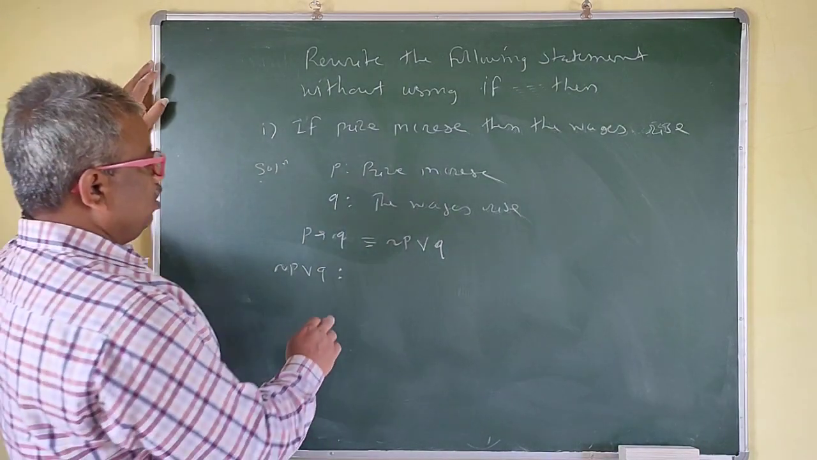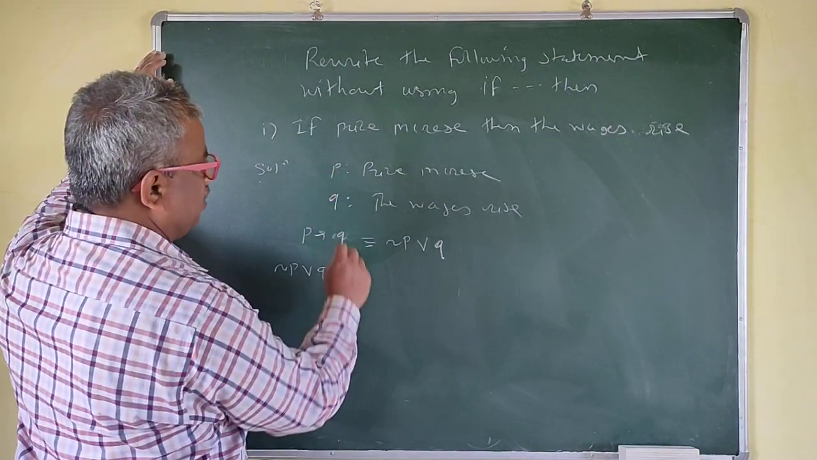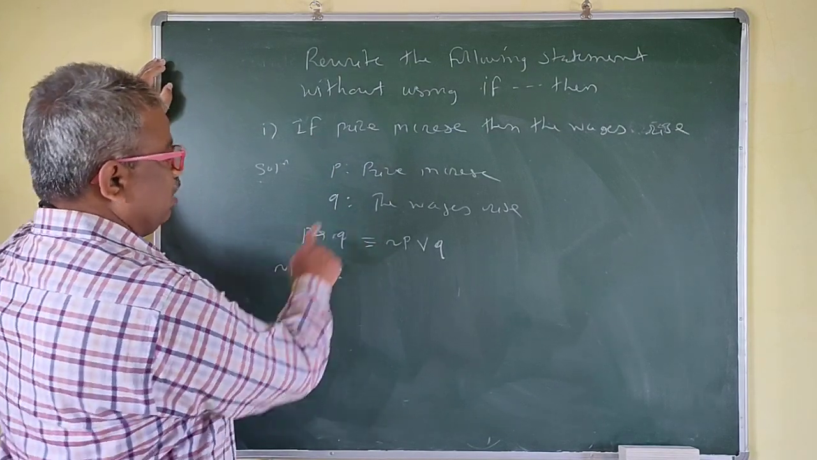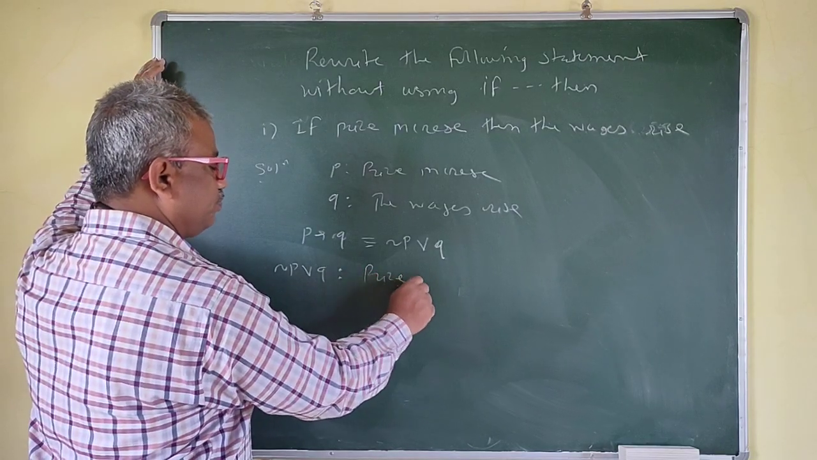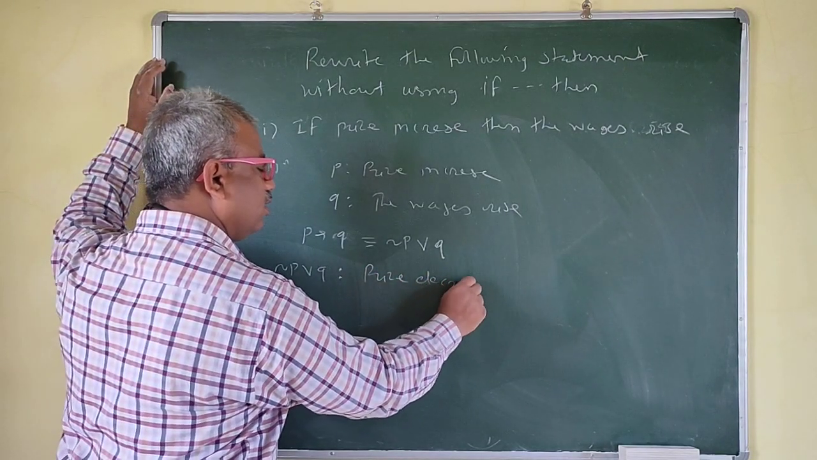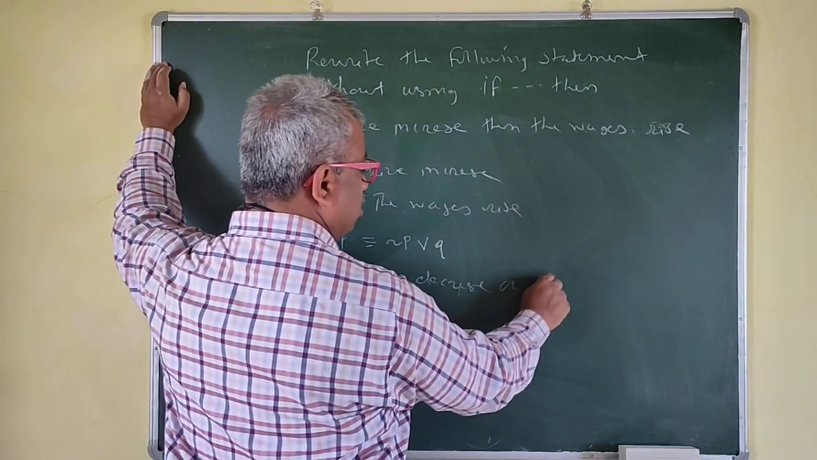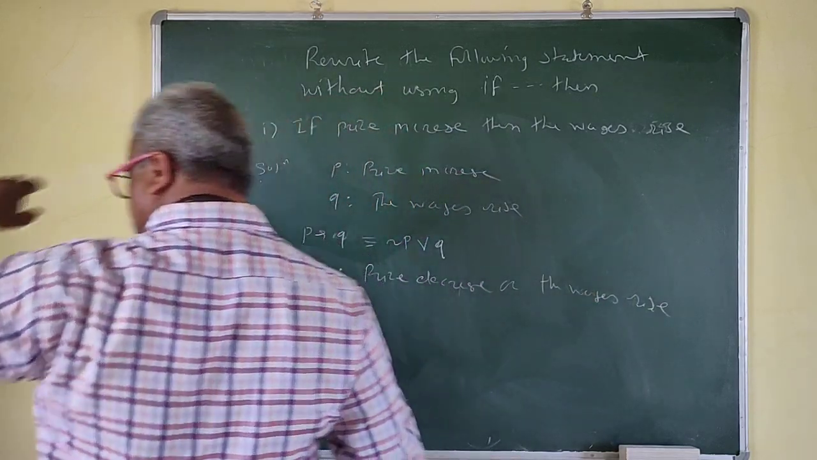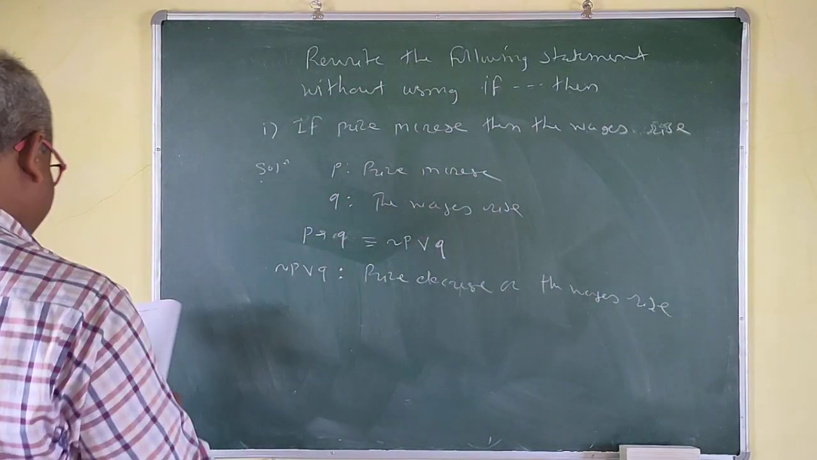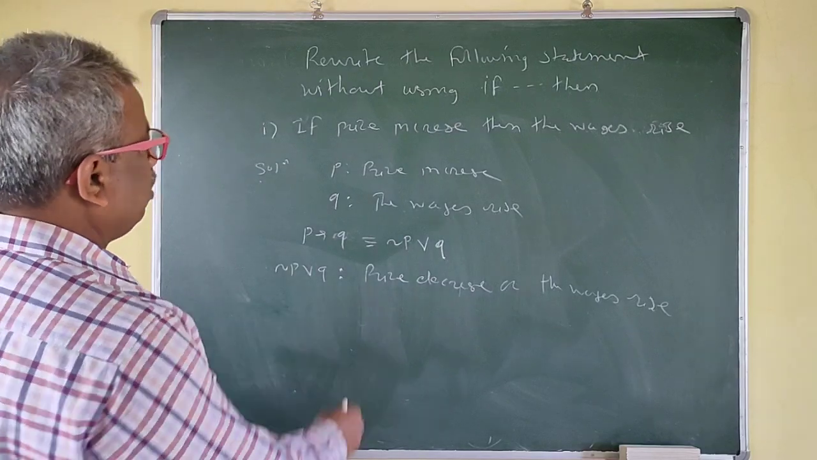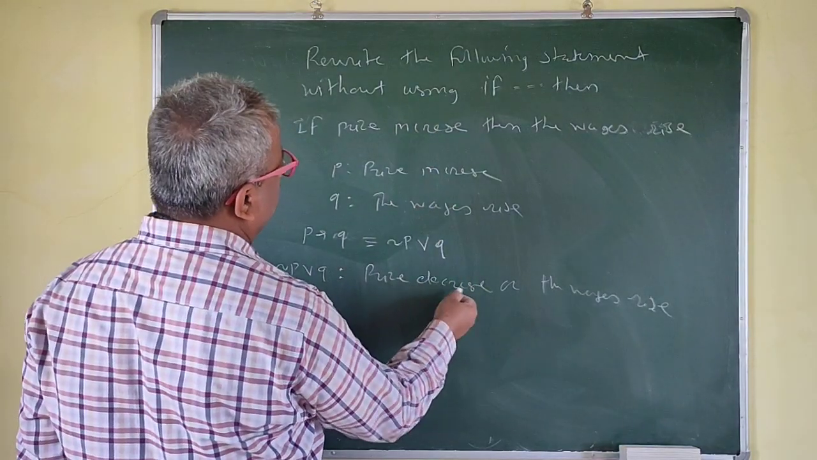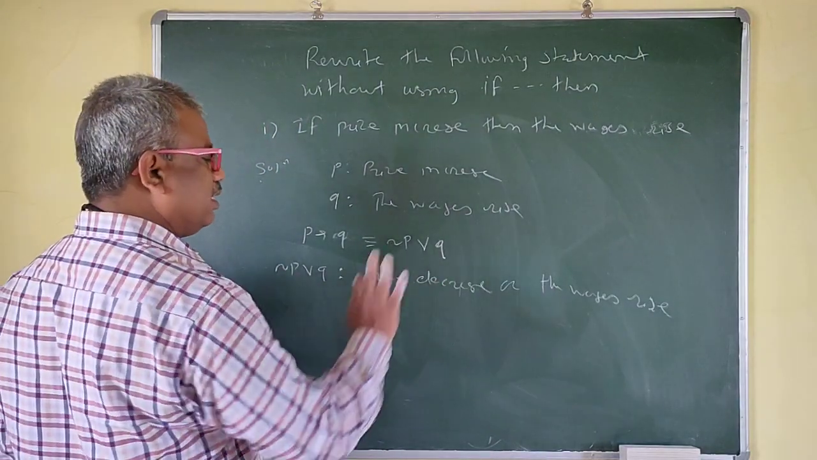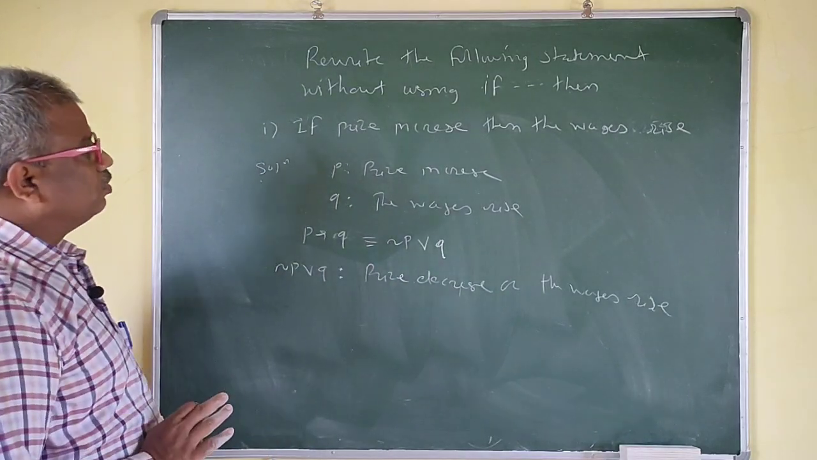So negation P or Q. Negation P, that is what? The price does not increase, price decreases. So negation P means price decreases, or the wages rise, right? Your price does not increase, so you may write price decreases. This is also a negation of P, right?